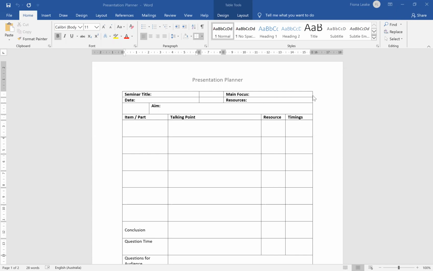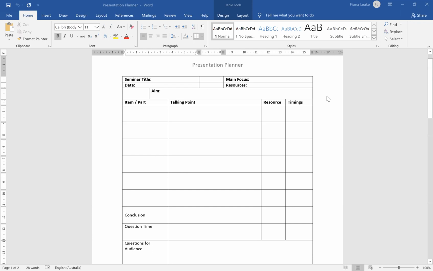So this is the document that you should have in front of you today. First we're going to write in our seminar title, or what your main focus is going to be. For instance, it might be family business or it might be hypoxia. Don't worry about resources. The aim is the same as what we did in the last class when I talked about what you want your audience to walk away with. Okay, so what you want your audience to be thinking, feeling, or to know at the end of your presentation.